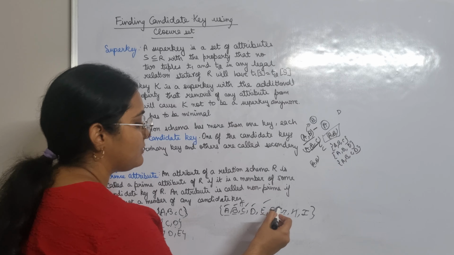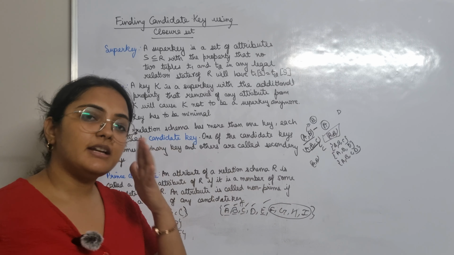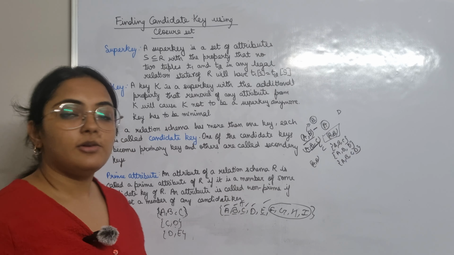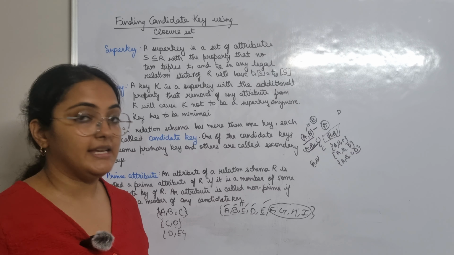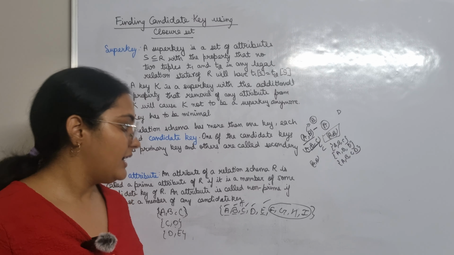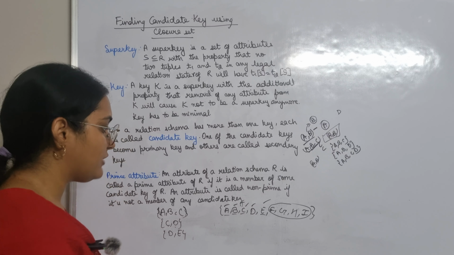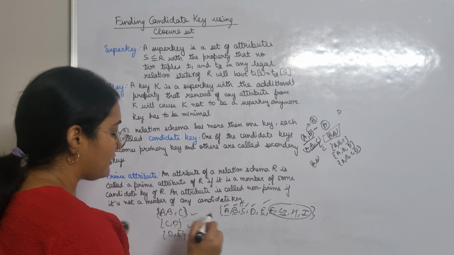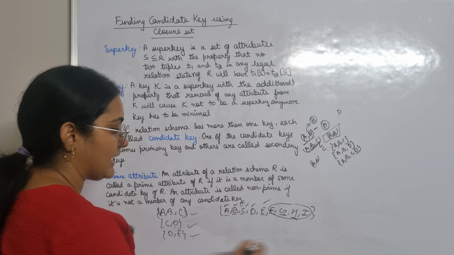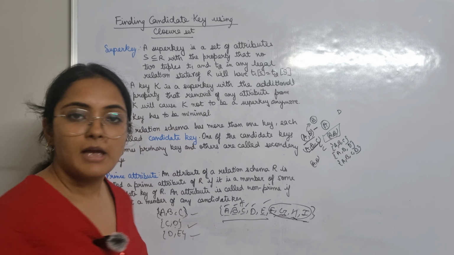What are the non-prime attributes here? F, G, H, I. What is the definition of a non-prime attribute? Non-prime attributes are the attributes that are not a member of any candidate key of R. F is not a member of any candidate key. G is also not a member of any candidate key. H is not a member of any candidate key. I is also not a member. So these are non-prime attributes and these are prime attributes.